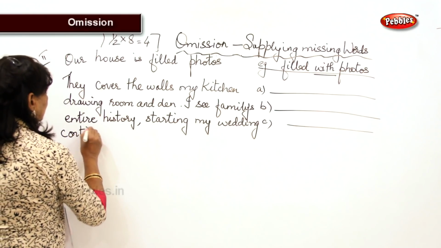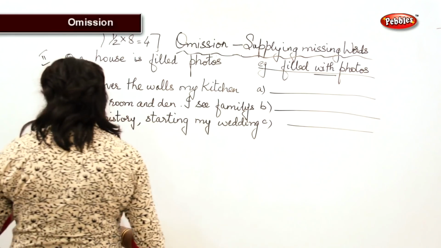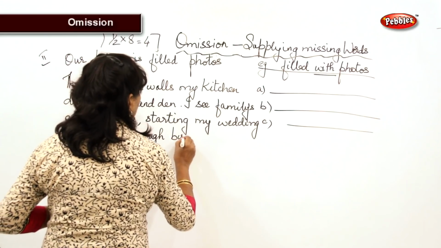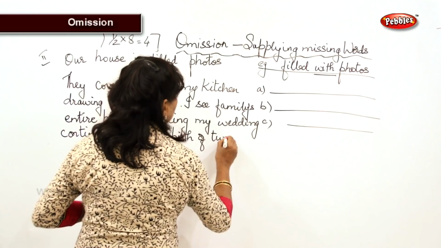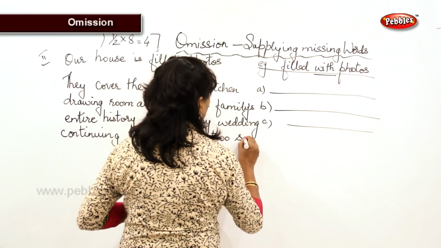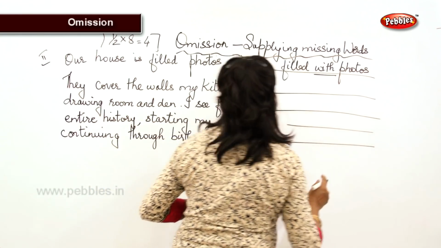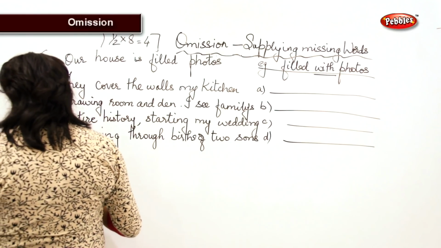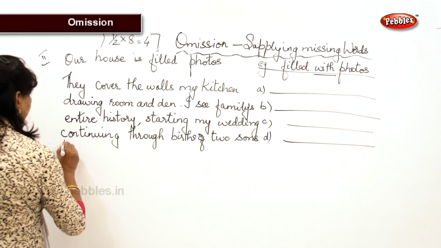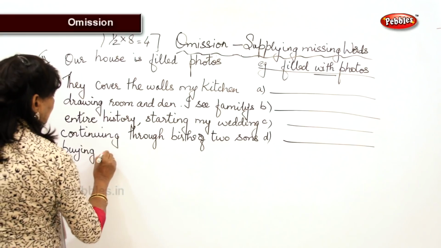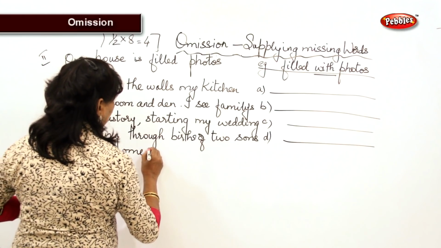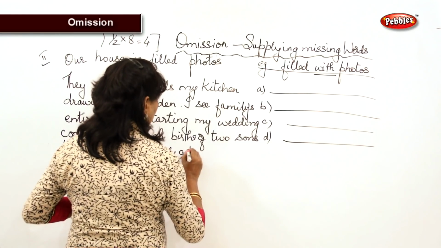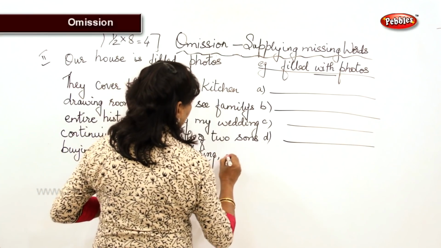Continuing through births of 2 sons. Buying a home, family gatherings, vacations. Family gathering, vacations.